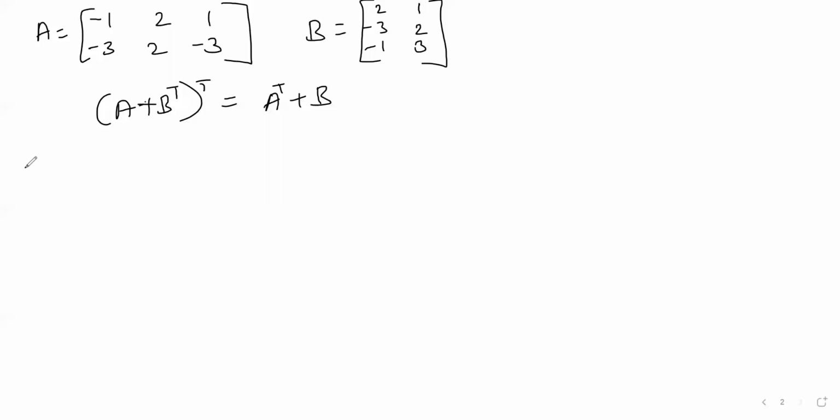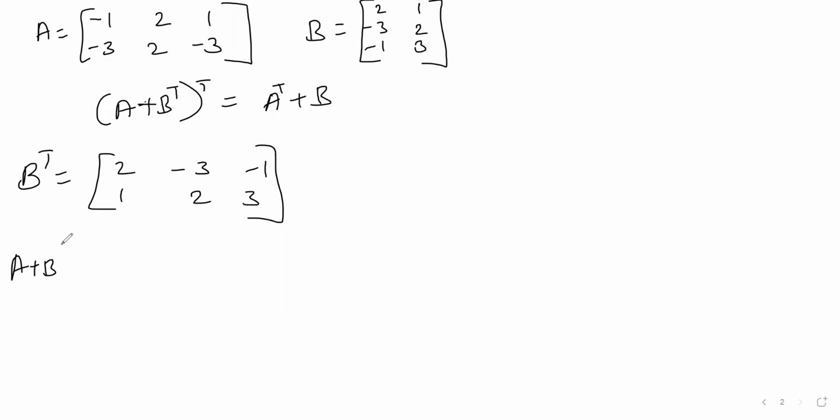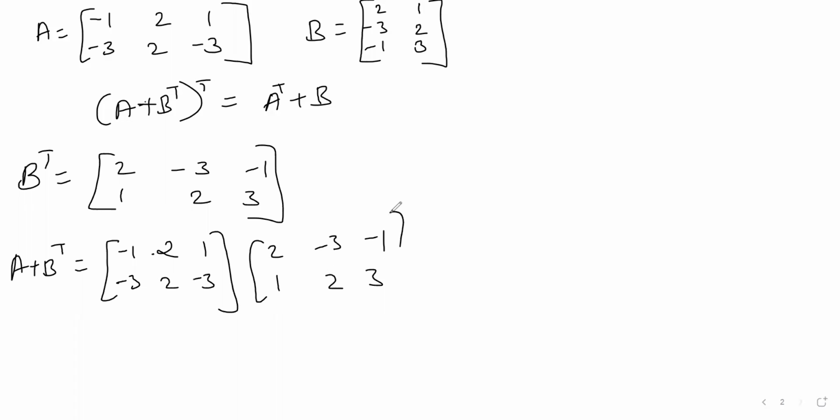So first we will find B transpose. B transpose will be 2 -3 -1 1 2 3. And what will A plus B be? A is -1 2 1 -3 2 -3, and B is 2 -3 -1 1 2 3. So that is -1 plus 2 is 1, 2 minus 3 is -1, 1 minus 1 is 0, -3 plus 1 is -2, 2 plus 2 is 4, -3 plus 3 is 0.